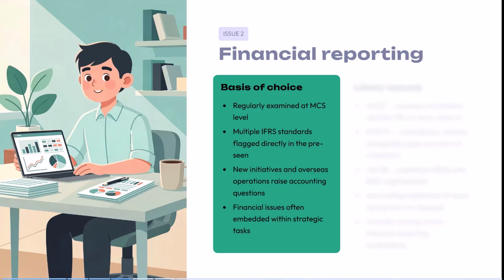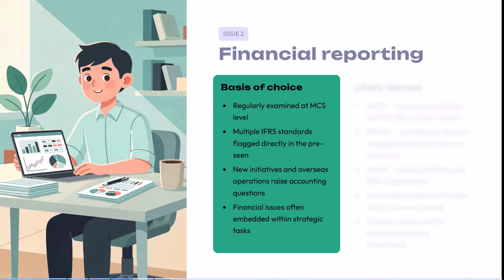All of these create financial reporting questions that a finance manager would be expected to address. Now, for Cartn specifically, the pre-seen explicitly flags 3 IFRS standards in the introductory pages: IAS 21, IAS 38, and IFRS 15. That is an unusual level of specificity, and it is a direct signal from the examiner about what is technically in scope.